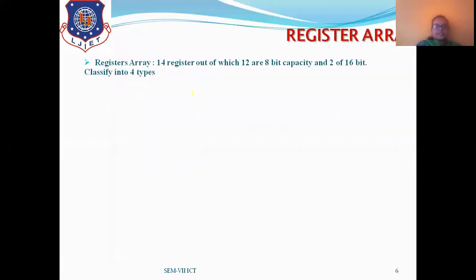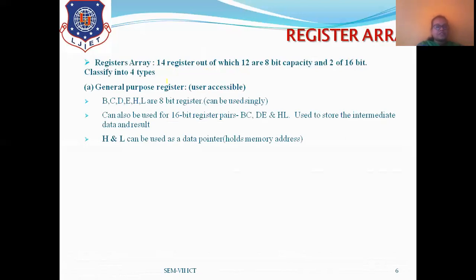So register array, here 14 registers are there in 8085, out of which 12 are of 8-bit capacity, right? And 2 of 16-bit capacity, right? The 8-bit capacity are general purpose register and temporary register, and the 2 16-bit registers are the special purpose registers, right? Which are classified into 4 types. So first classification, that is based on general purpose register.